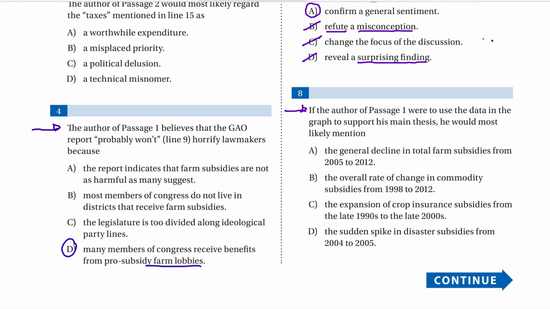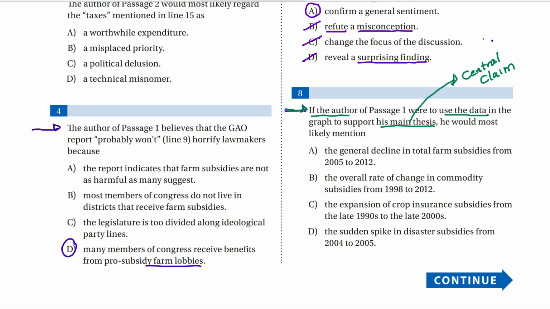Hajar, are you ready? Yes, Mr. "If the author of passage 1 were to use the data in the graph to support his main thesis, he would most likely mention..." Okay, and I want people to write here: main thesis means what? Central idea or central claim. Main claim if you want, okay? If the author of passage 1 were to use the data in the graph to support his main thesis, he would most likely mention what?